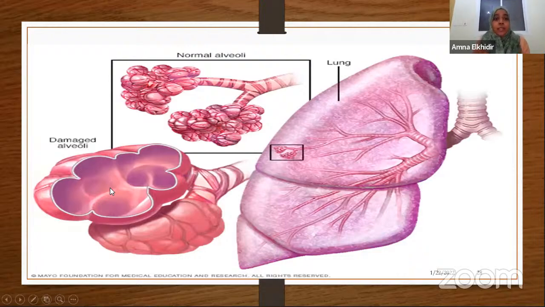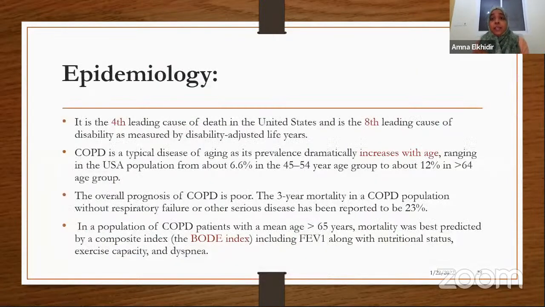COPD is the fourth leading cause of death in the US, and it is a leading cause of disability as measured by disability adjusted life years. It's a typical disease of aging. The incidence of COPD increases with age, ranging from about 6.6% in the age group of 45 to 54, to about 12% in those older than 64. The prognosis is poor. The 3-year mortality from COPD in COPD populations has been reported to be 23%.